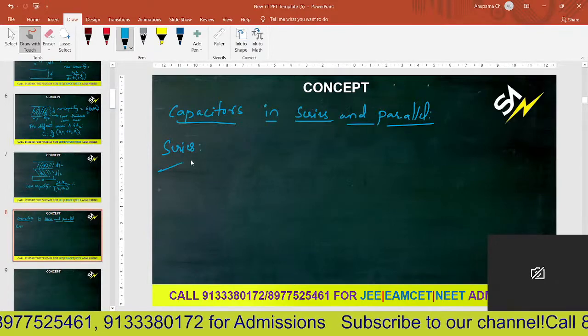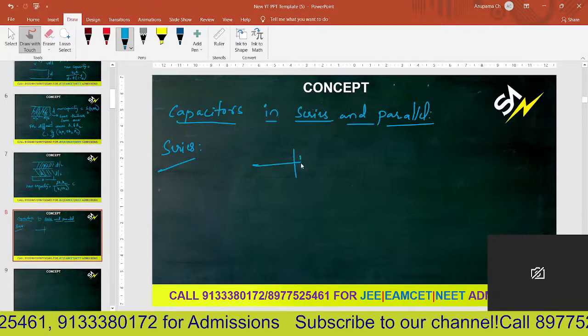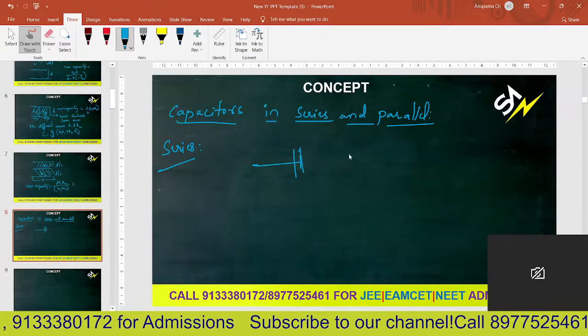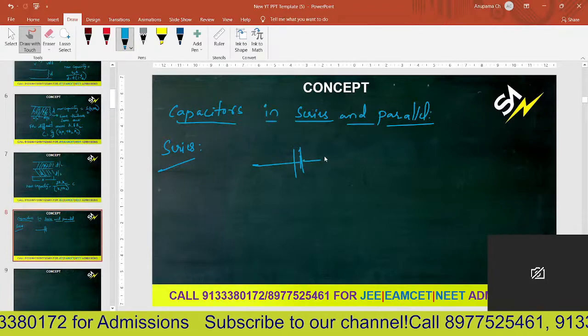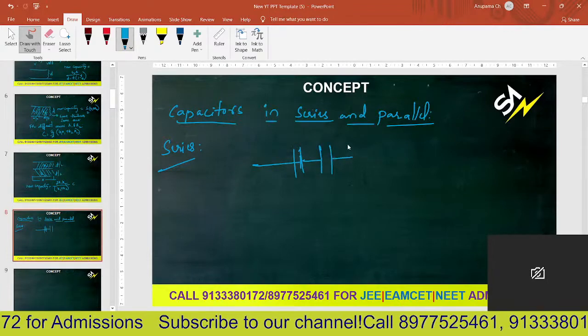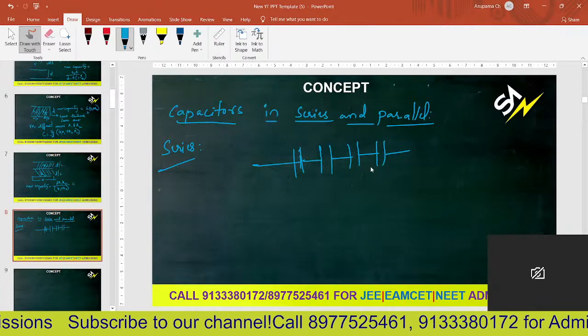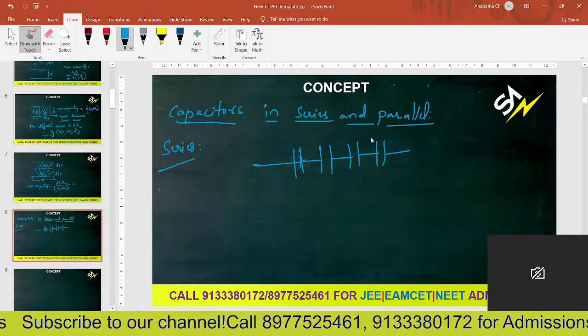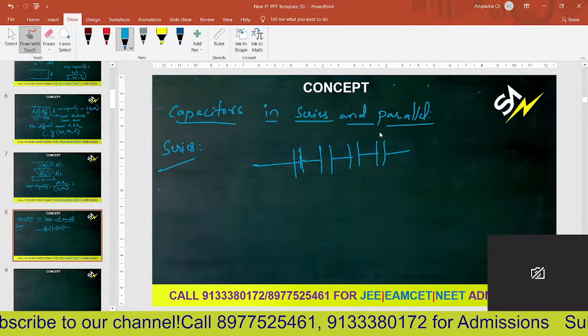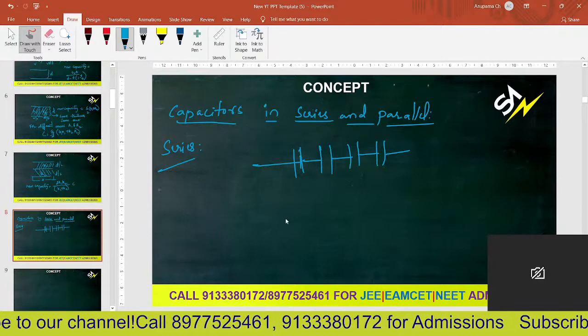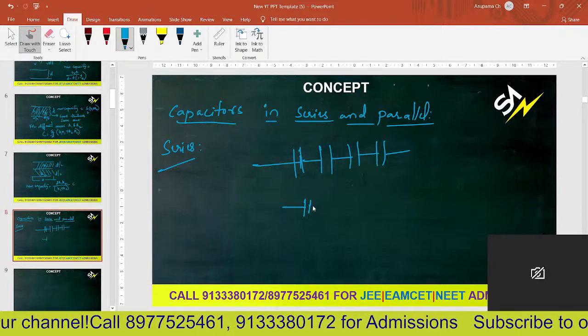How will you connect them in series? Like this. Oh, sorry. How will you connect them in parallel? Like this, one below the other.